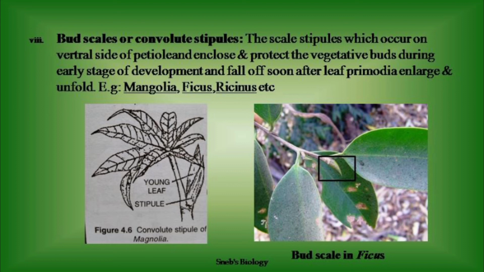So next is bud scale or convolute stipules. These are scaly stipules and occur on the ventral side of the petiole. These protect the vegetative bud at the early stage of development and fall off after the leaf primordium unfolds. This is found in case of magnolia, ficus, ricinus, etc.